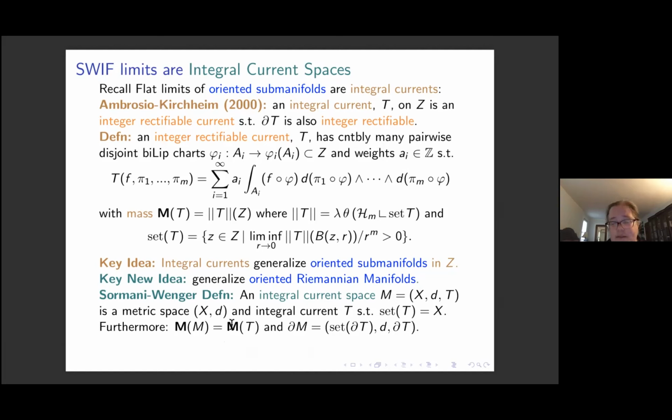Furthermore, we define the mass of the integral current space just to be the mass of T, and the boundary of the integral current space is the set of the boundary of T with the d restricted from M and the boundary of T here. So the d is always restricted from the larger space. This boundary of M might not be connected. Neither does an original space have to be connected.